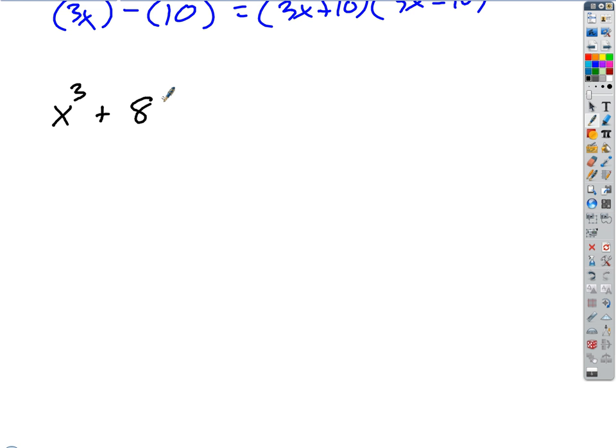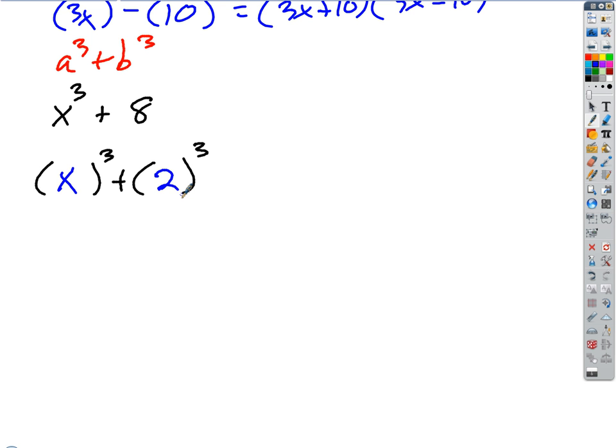Is that a difference or a sum? Sum. And it might fit cubes, right? Because the x is cubed. So the question is just, can we write this as something cubed plus something cubed? If we can, it's going to fit this pattern, right? Okay, so what's our a going to be? X. What's our b? 2. Okay, good, because 2 cubed is 8, right?